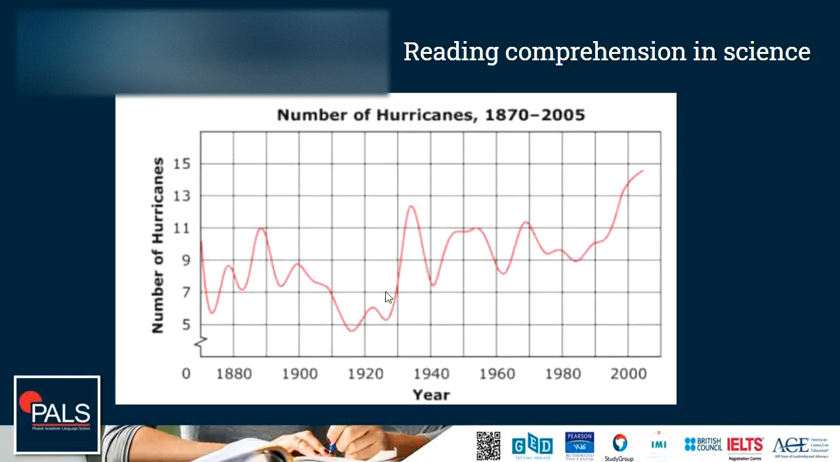In the first 50 years, from 1870 to 1920, the number of hurricanes fluctuates around 7 hurricanes per year, and then starts to gradually increase to the highest number of 15 hurricanes in 2005, or 14 hurricanes in 2000. That is a short and nice description of this graph.